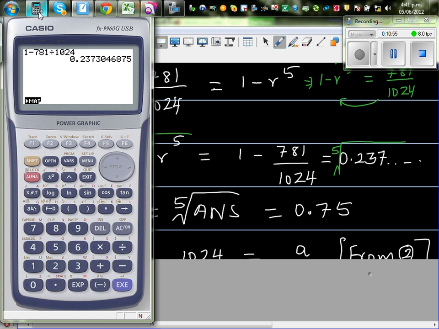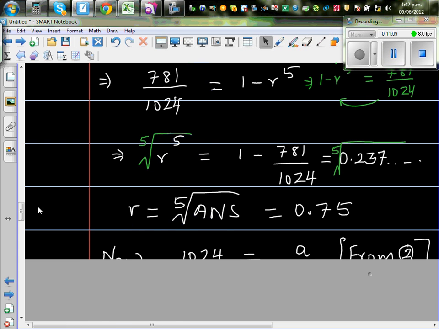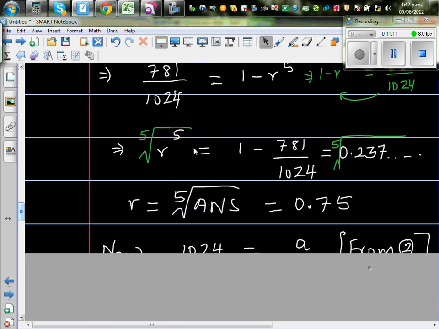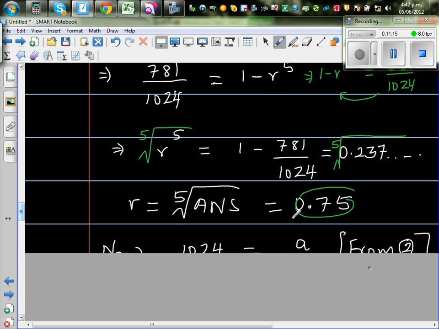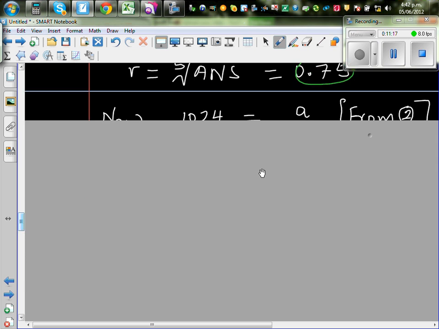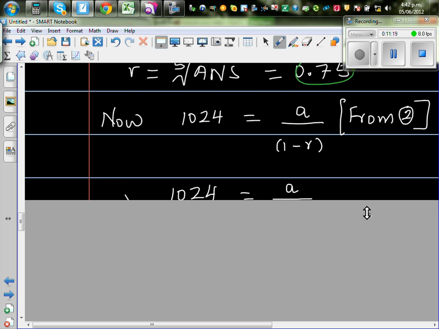So again, I use the calculator, so I can go fifth root like this: 5, shift this key. This is called the caret key. Fifth root of answer will give you 0.75. Okay, so fifth root of answer is 0.75. So the common ratio is 0.75. Okay, so let me find A now.